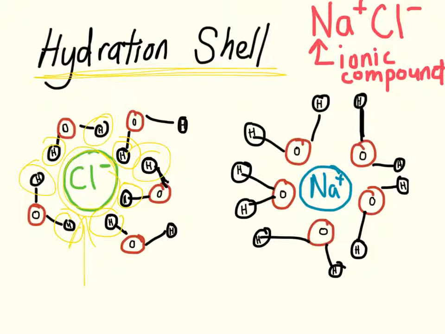And the partially negatively charged oxygen atoms surround the positively charged sodium atom. In this case, we're talking about sodium chloride, which is an ionic compound. However, a compound doesn't need to be ionic in order for it to dissolve in water. Water is also very good at dissolving non-ionic polar molecules, such as sugars, for example.